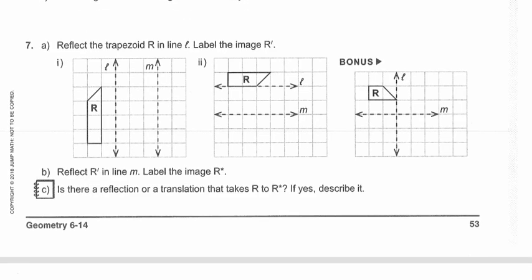For question 7, it's having you reflect something twice. So try doing 1 and the bonus, and I'm going to quickly do this one right here. So R would reflect through to look like this through L. So R reflects through mirror line L to look like that, and that's R prime.